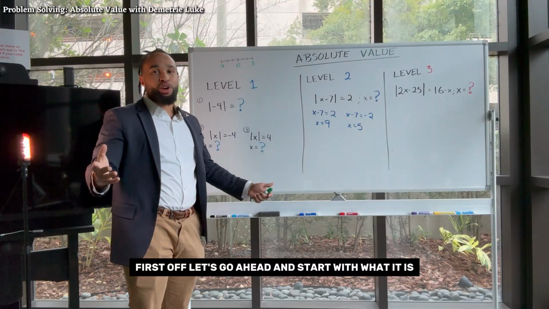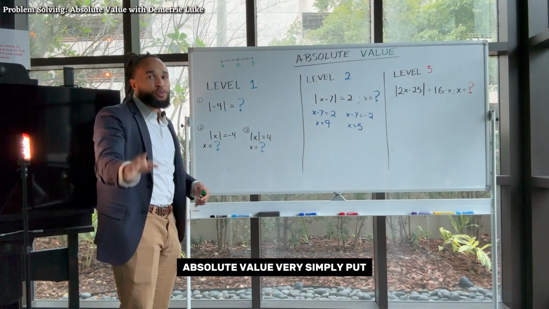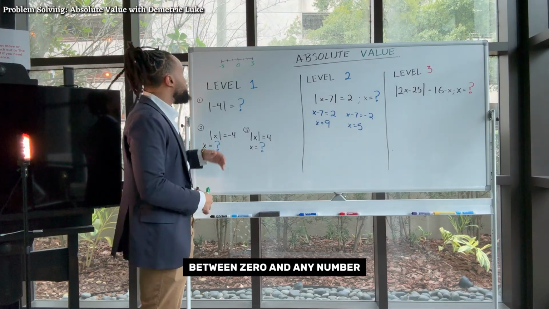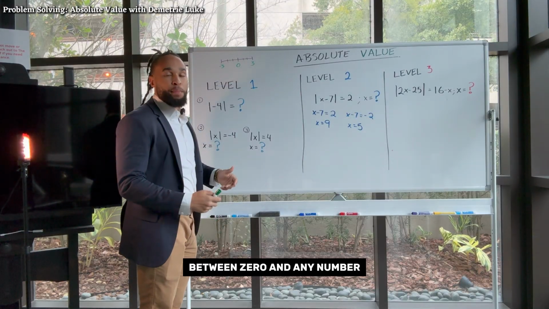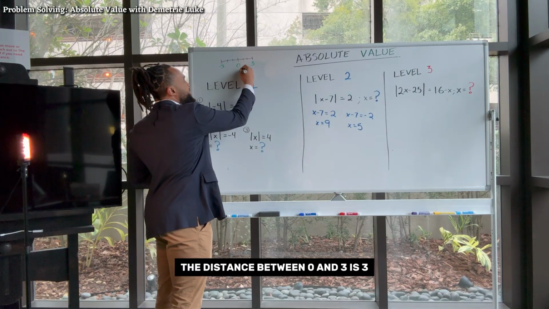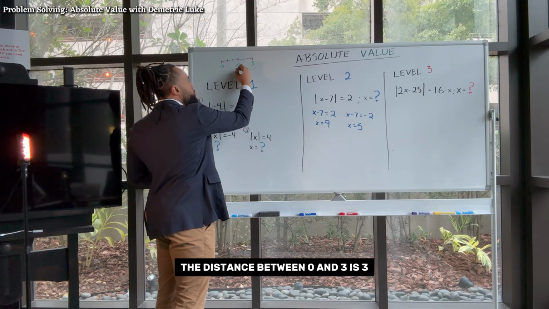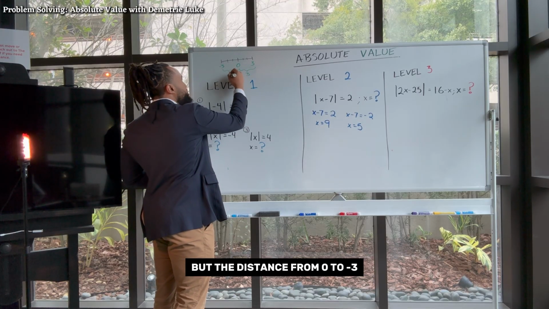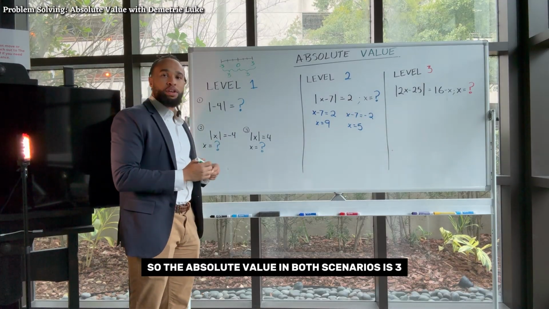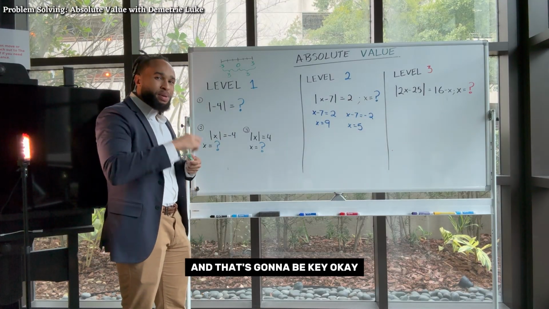First off, let's go ahead and start with what it is. Absolute value, very simply put, is the absolute number of units between 0 and any number, irregardless of positive or negative. So for example, the distance between 0 and 3 is 3, but the distance from 0 to -3 is also 3. So the absolute value in both scenarios is 3. And that's going to be key.